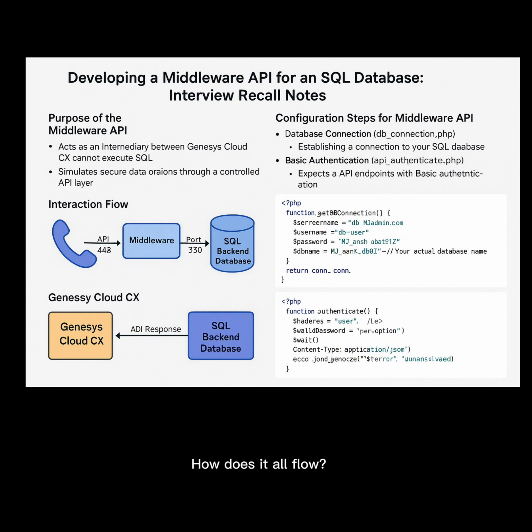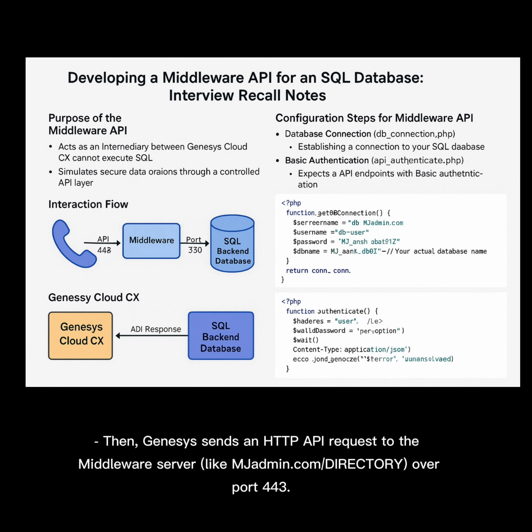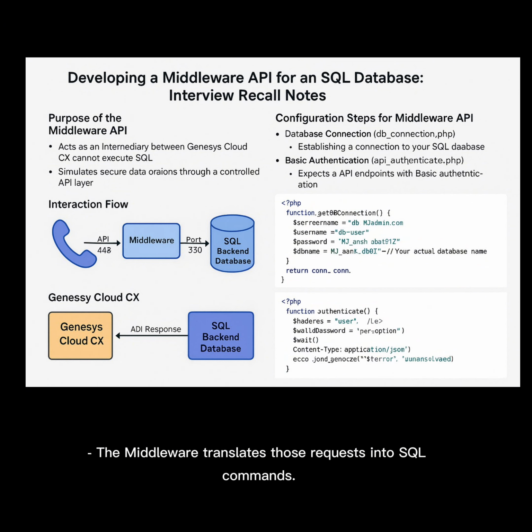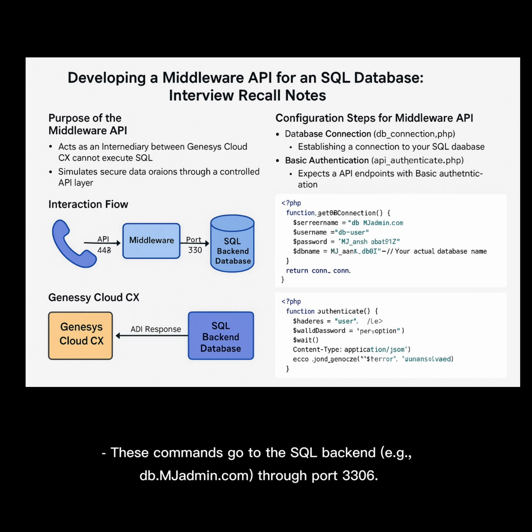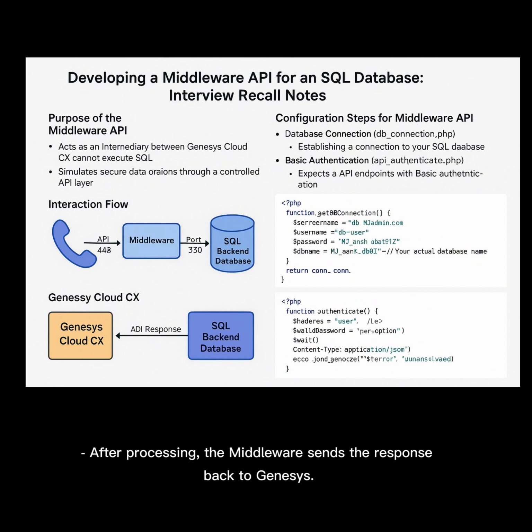How does it all flow? When a call comes in, Genesis kicks off an interaction. Then, Genesis sends an HTTP API request to the middleware server, like mjadmin.com/directory, over port 443. The middleware translates those requests into SQL commands. These commands go to the SQL backend, e.g., db.mjadmin.com through port 3306. After processing, the middleware sends the response back to Genesis.